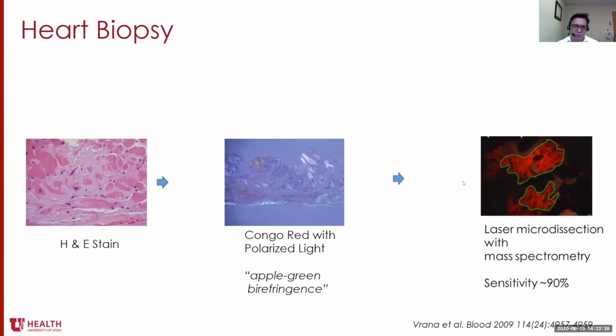And this is how the tissue looks when we look at it under the microscope. These are the initial stains where I show you the amyloid destroying that muscle tissue. This is how we see it. Some of you remember reading about Congo red, polarized light, apple green birefringence. This is how it looks on the microscope. And then we confirm that it's light chain amyloidosis under mass spectrometry.